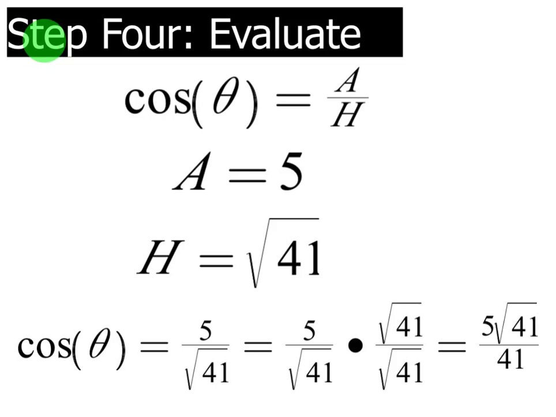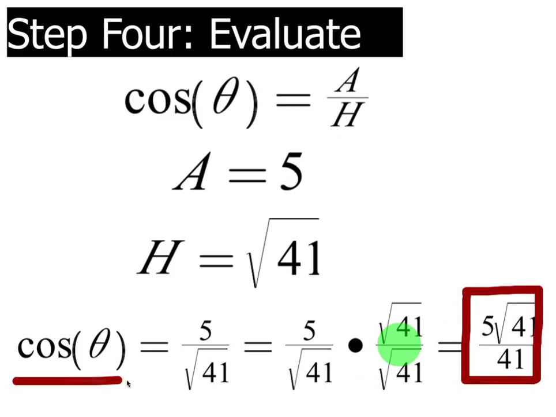So let's go ahead and do it. Now cosine, again, is adjacent over hypotenuse. We were already given the adjacent side. Here we have to rationalize the denominator, which again I think most of you are comfortable with. If you have any questions about that, let me know. Basically, you multiply the top and bottom by the radical. Final answer here is 5 radical 41 over 41. And that's going to give us cosine of theta.